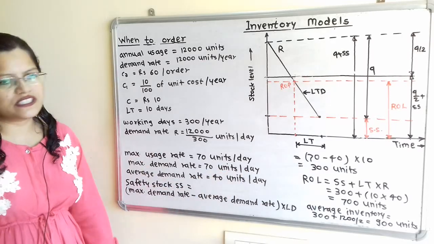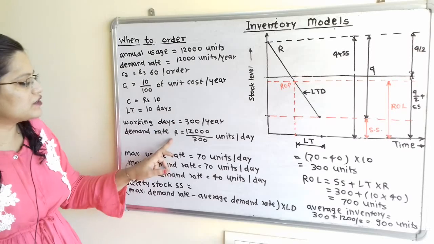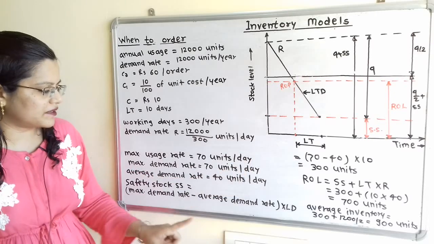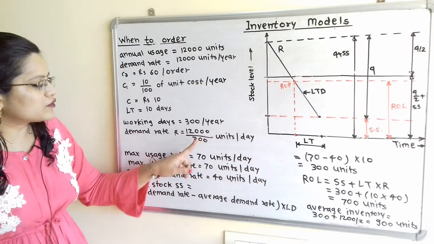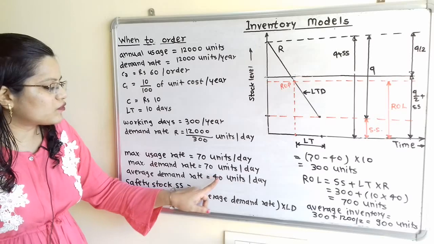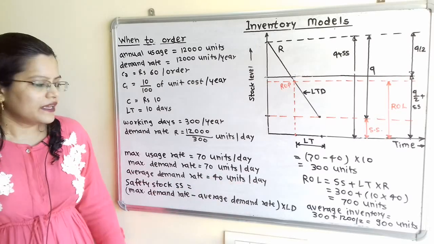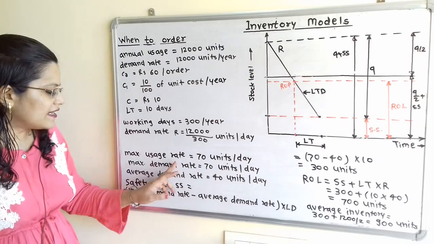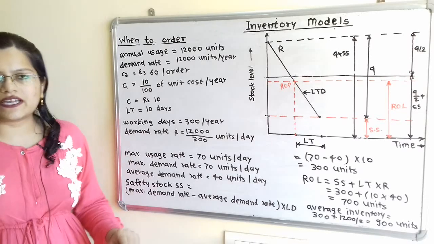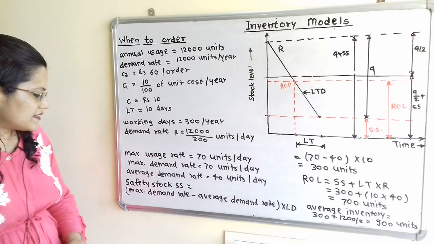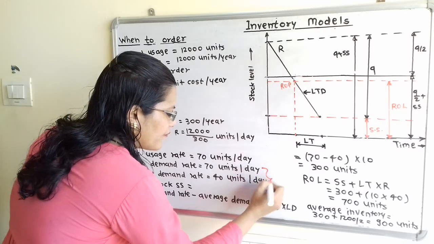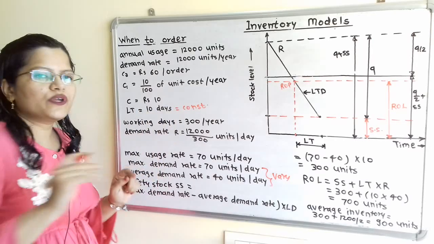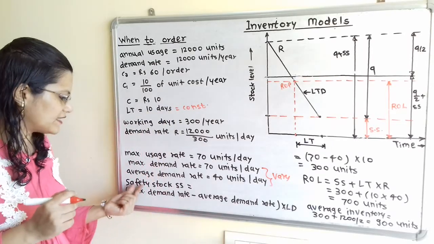Now what is the average demand rate? So from this annual usage we can calculate the average demand rate, but its unit should be same, that is units per day. So which is equal to 12,000 divided by 300, that is equal to 40 units per day. Now from this data we can say that demand rate varies, and lead time, that is LT, is equal to 10 days, that is constant. And now we have to calculate the safety stock, that is SS.